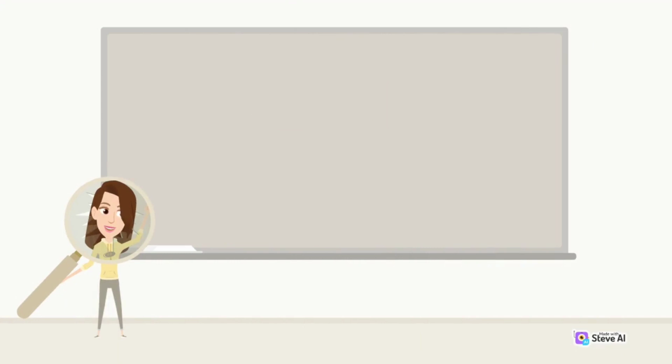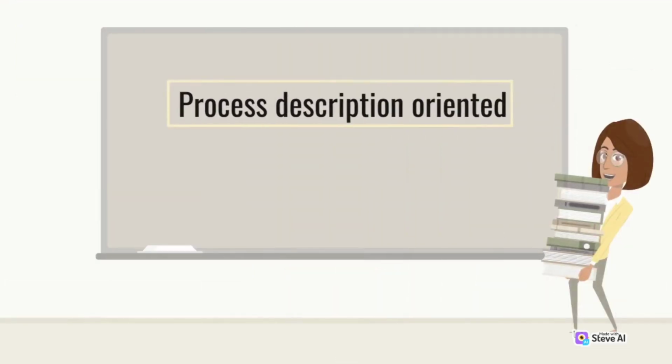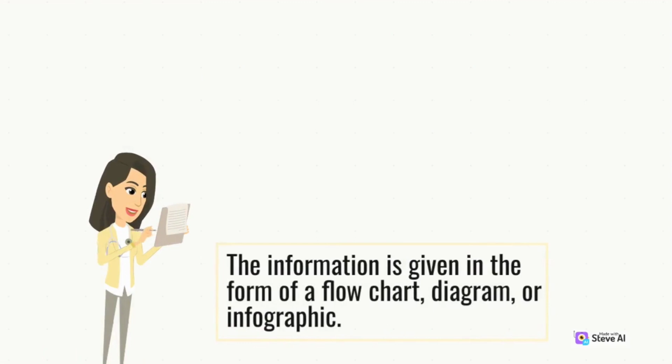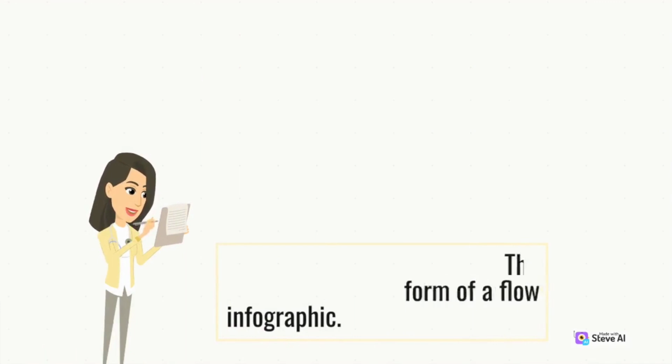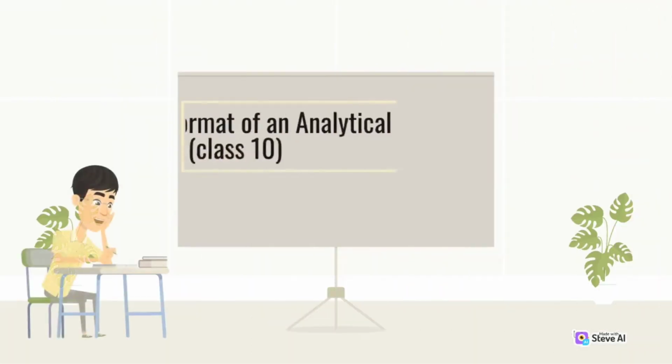Problem-oriented. Here a problem would be depicted and students would be required to think rationally and suggest some solution based on some logic backed by data. Process description oriented. The information is given in the form of a flowchart, diagram, or infographic. Again, the student has to carefully analyze the information and summarize it well in the form of a passage.